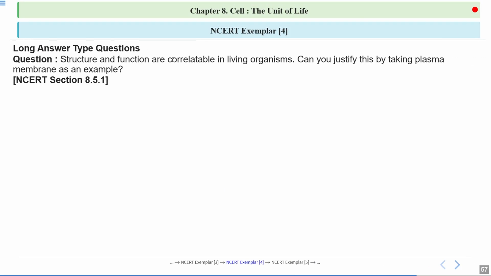Next question: structure and function are correlatable in living organisms. Okay, can you justify this by taking the plasma membrane as an example? Clear? So let's have a look at the answer for this question.